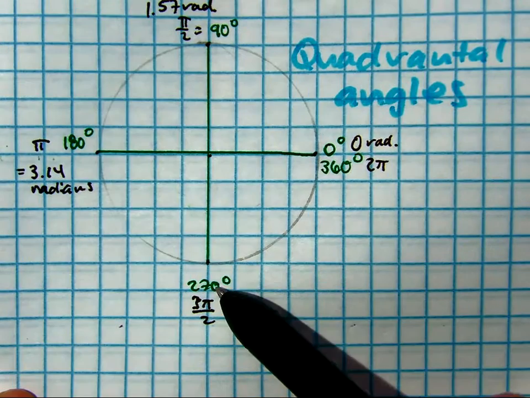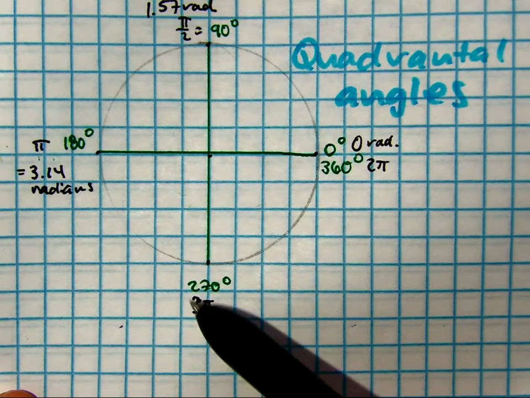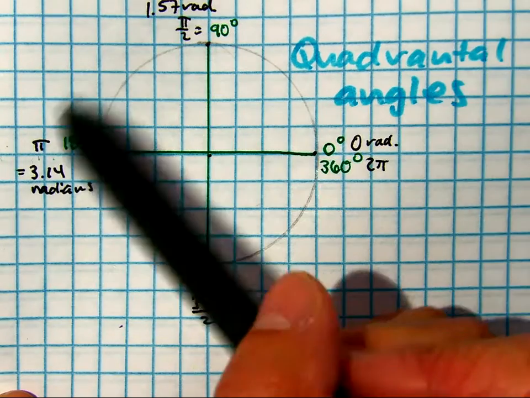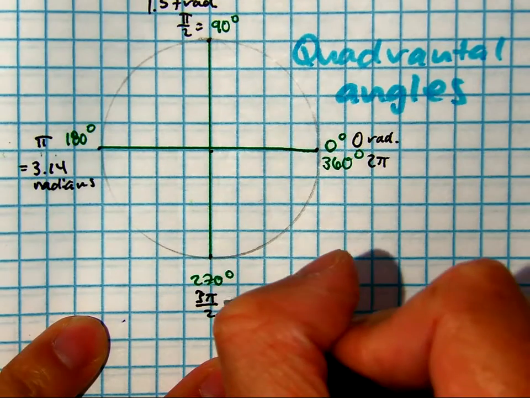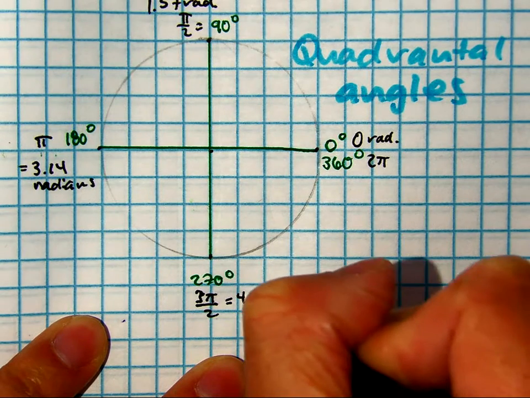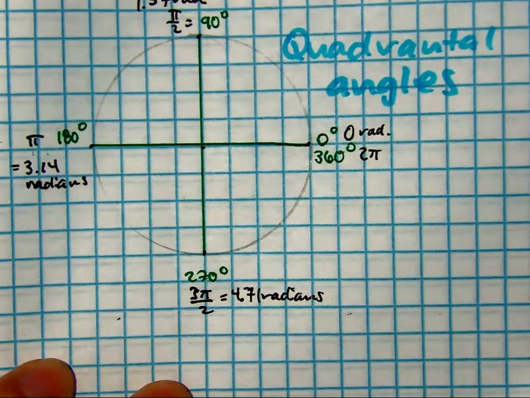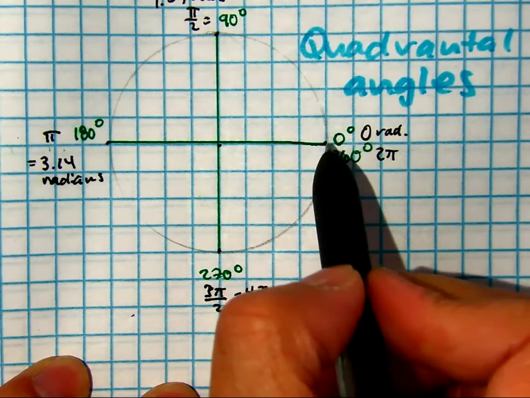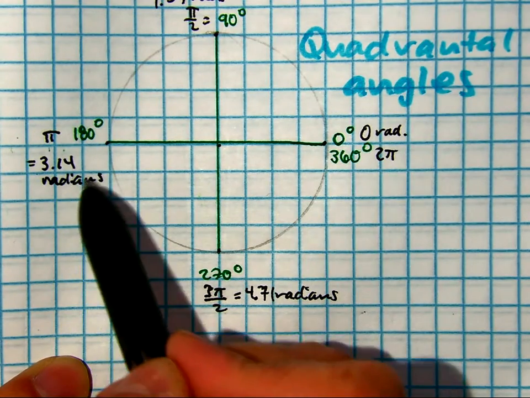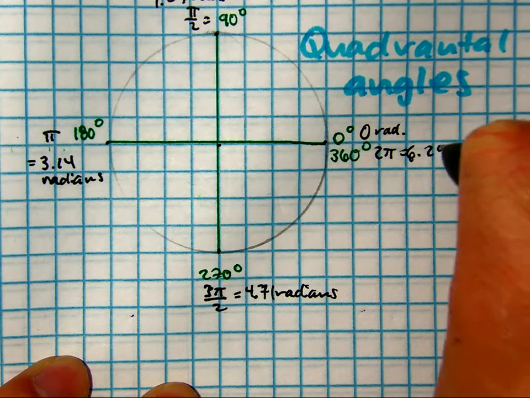To get 270 degrees, you can add 90 plus 180 gives you 270. So if you add pi over 2 plus pi, you'll get 3 pi over 2. Or 1.57 plus 3.14 gives us 4.71 radians. Now, a full circle is 2 pi. So 2 times pi, or 2 times 3.14 gives us approximately what? 6.28 radians.